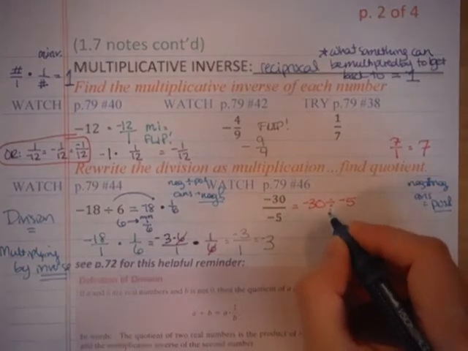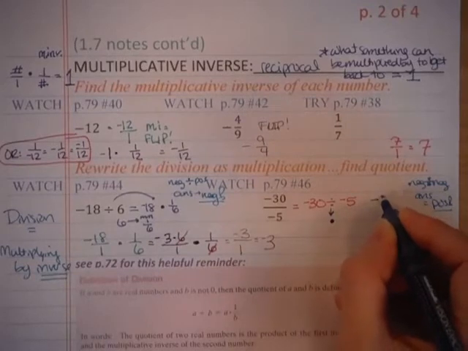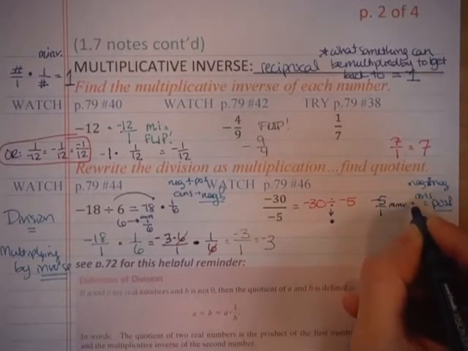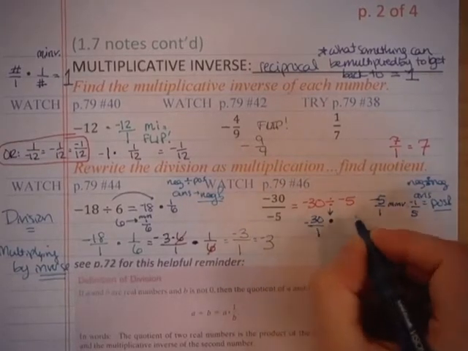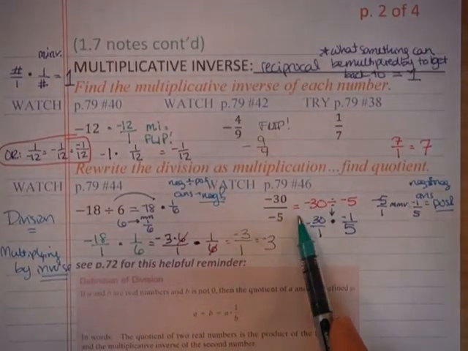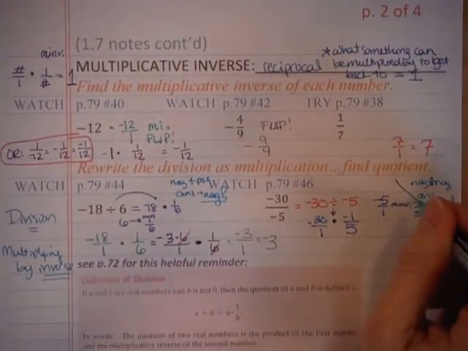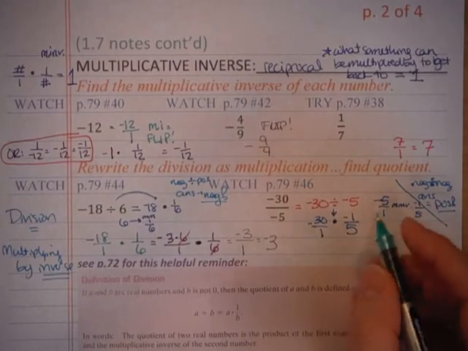So when we're dividing here, this becomes multiplication, and negative 5 is negative 5 over 1, and the multiplicative inverse becomes negative 1/5. So I've got negative 30 over 1 times negative 1 over 5. I've got negative times negative. I already predicted my answer is going to be a positive, so I don't have to worry about that right now. I can just focus on what's happening with the multiplication.